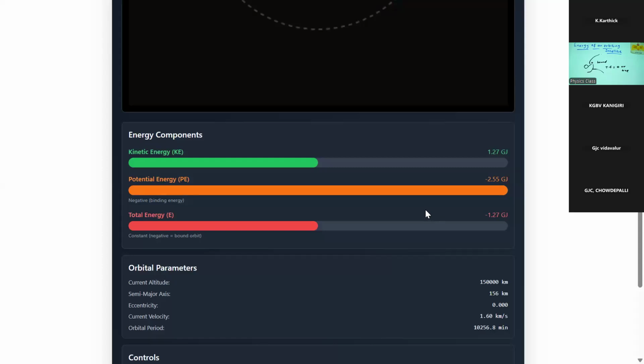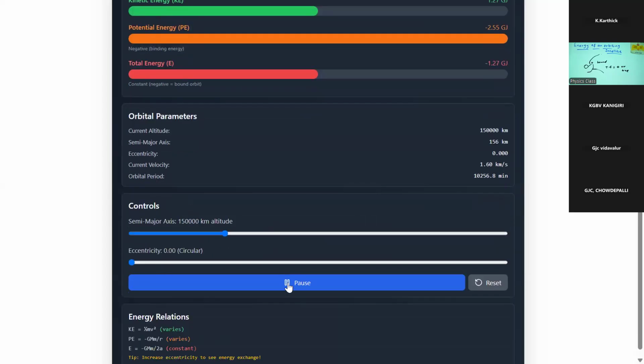Okay, now let's see where things get interesting. We are going to change the orbit from circular to elliptical. For example, here you can see the eccentricity slider. Use the slider to increase the eccentricity to about 0.5. So now it changed from circular into elliptical. So 0.5, for example.